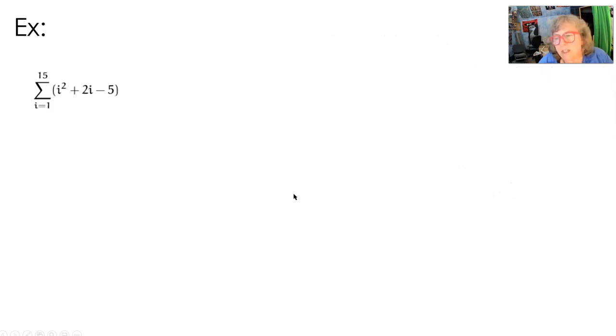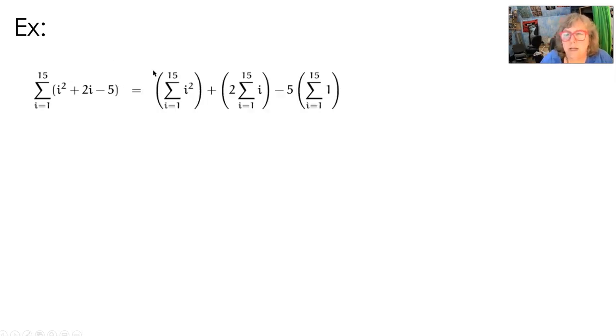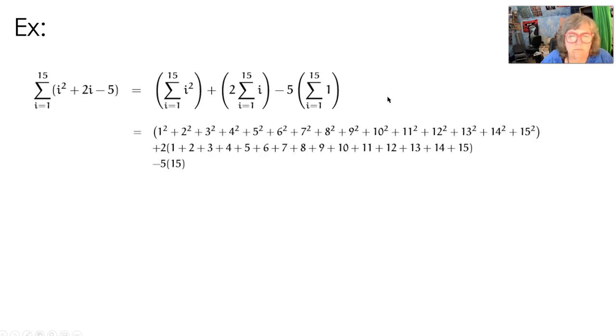I have the summation as i goes from 1 to 15 of i squared plus 2i minus 5. Okay, I can split this up. I can add up the i squareds. I can add up the 2i's, but the 2 gets sucked out. I can add up the 5's, but the negative 5 gets sucked out. Okay. I don't have many formulas here. This one, if I'm adding up 1 fifteen times, that's just going to be 15. That won't be too bad. These I'm just going to have to crank out.